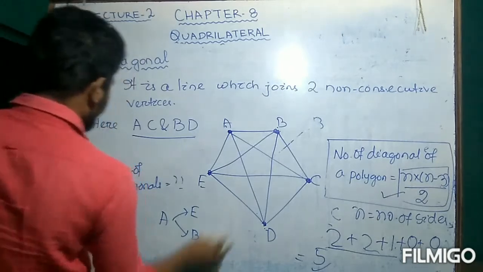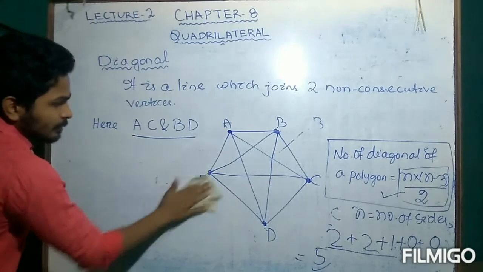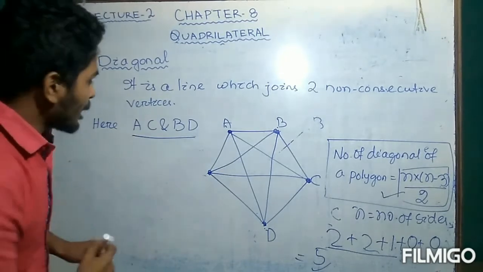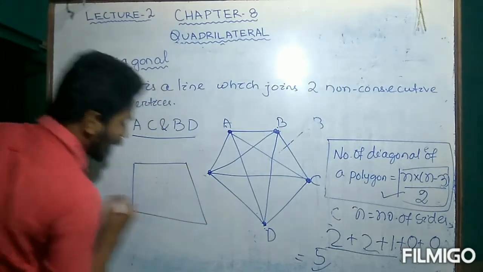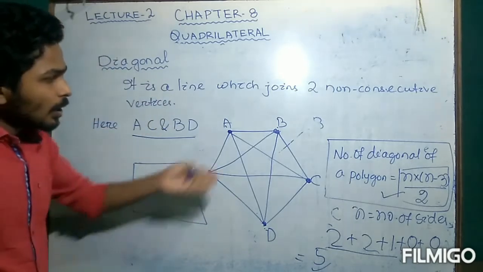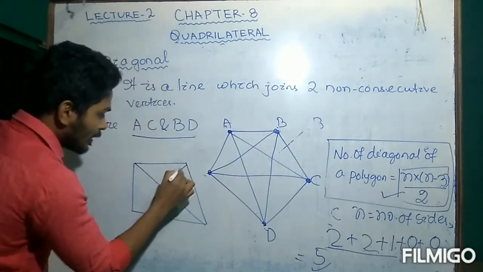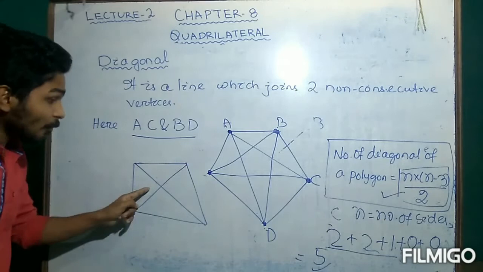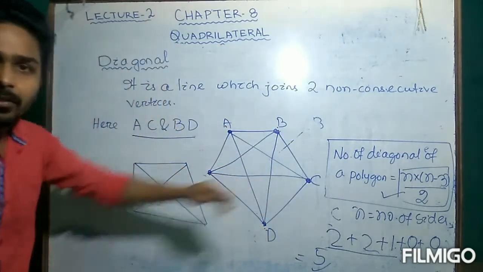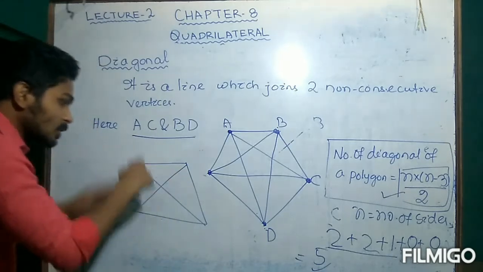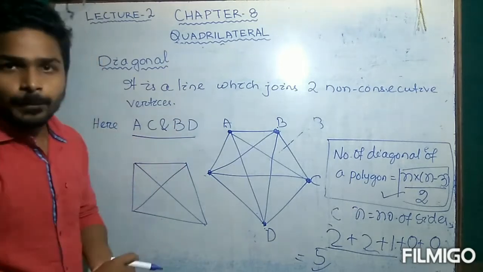Understood? So this is the concept of how to draw the diagonals. Now as you can see, in the case of either a quadrilateral or a pentagon, we get the diagonals formed inside the figure. Here also you can see the diagonals are formed inside the figure. Here it has two diagonals and the two diagonals are inside this figure. They are not outside the figure.